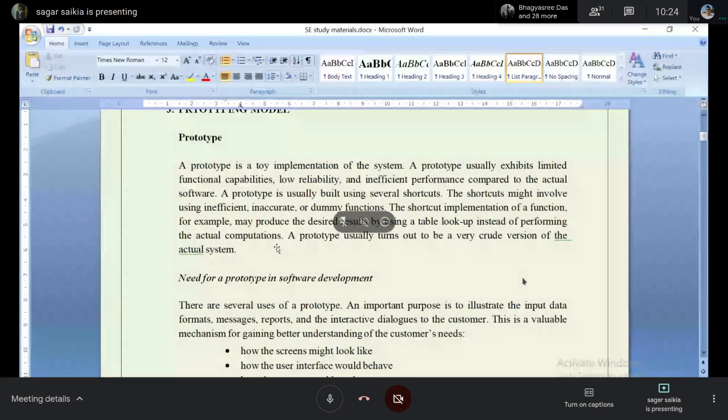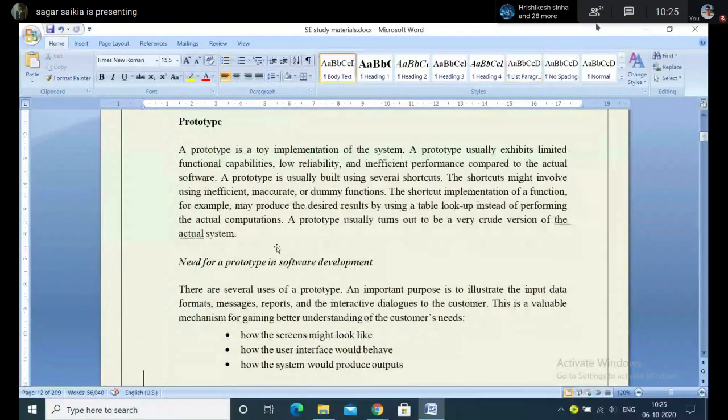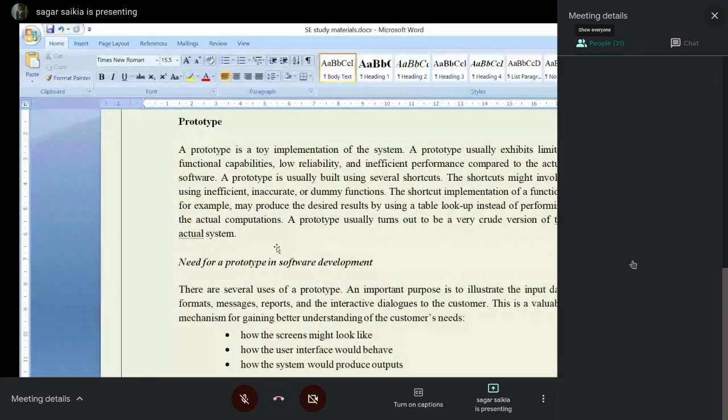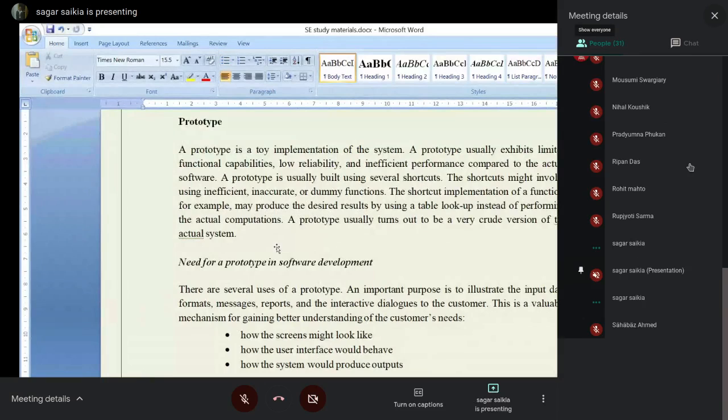Okay, very good. Yes, a prototype is a kind of blueprint or a model of a particular system. That means we prepare a blueprint of how the system would behave, what kind of input it would take, how the screen interfaces would look like, and what kind of output it is expected to produce. Those things are considered while the prototype is being built.